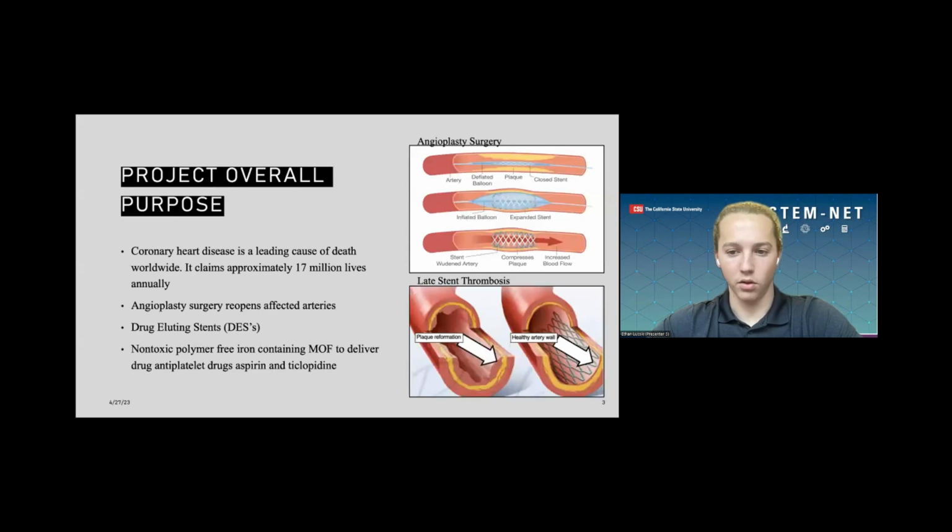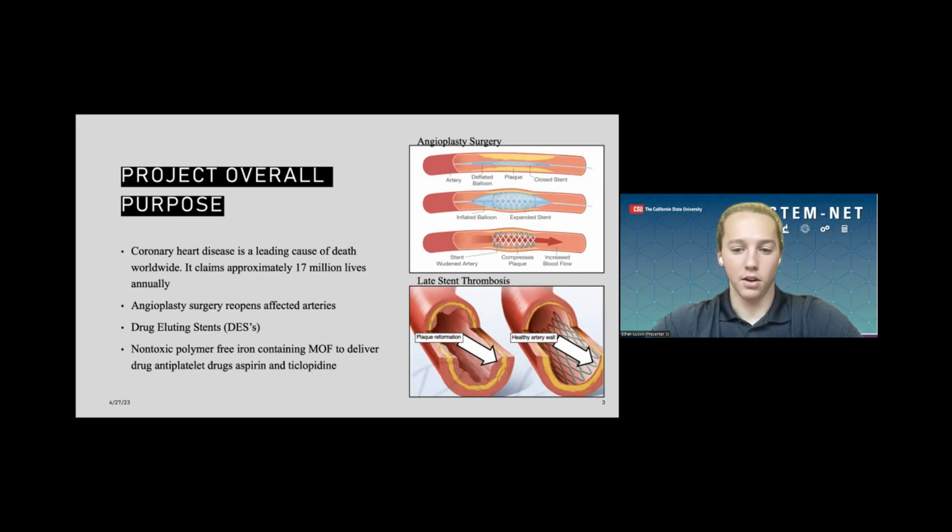So the overall goal of this project deals with arterial heart disease, and more specifically atherosclerosis, which describes the buildup of plaque in arteries, and focuses on how we can use metal organic frameworks to combat this buildup. Plaque forms when cholesterol lodges in the walls of our arteries, and a modern fix for this plaque buildup is known as balloon angioplasty surgery.